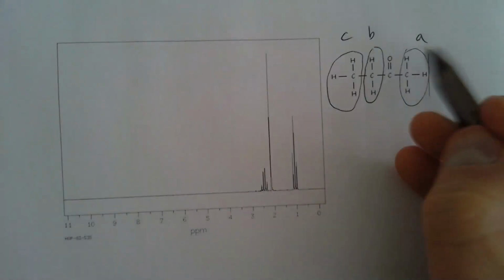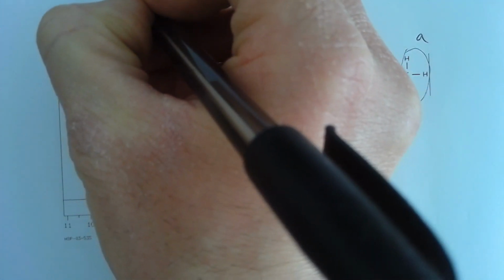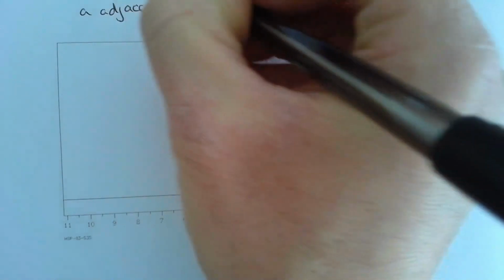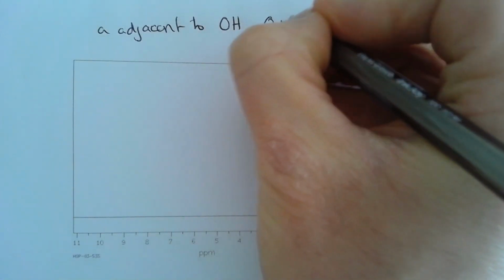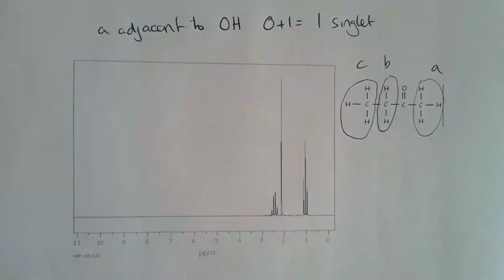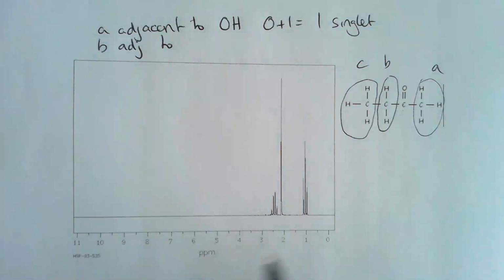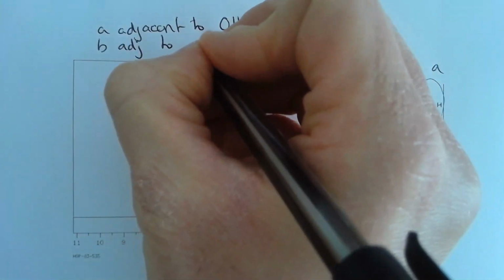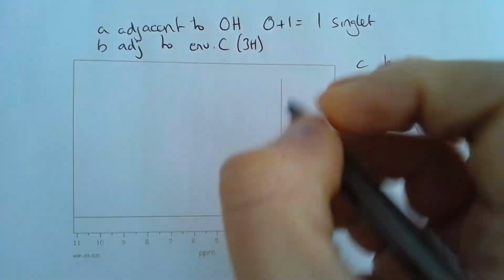So A is adjacent to 0 hydrogens. There's no hydrogens on here, therefore 0 plus 1 equals 1. We're expecting that to be a singlet. B is adjacent to environment C. Environment C is a 3 hydrogen environment.